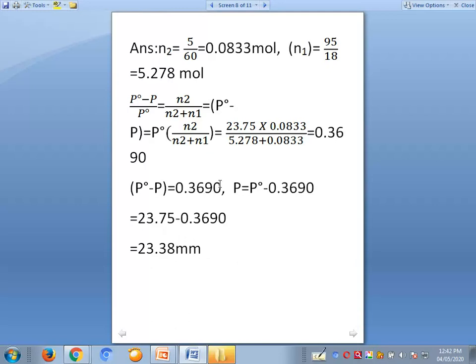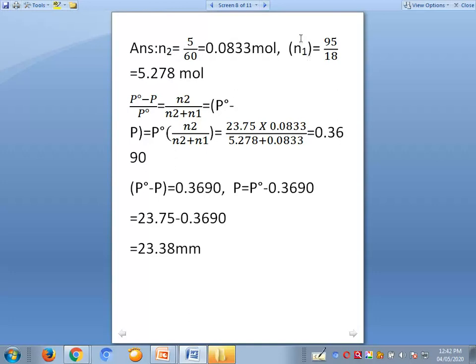Now to calculate the number of moles of solute, that is 5 divided by the molecular mass of urea. Urea's molecular mass is 60. How is it 60? The formula of urea is NH2CONH2. So substitute the values, you will get the answer as 60. So the molecular mass of urea is 60. So N2, that is 5 divided by 60, is equal to this value.